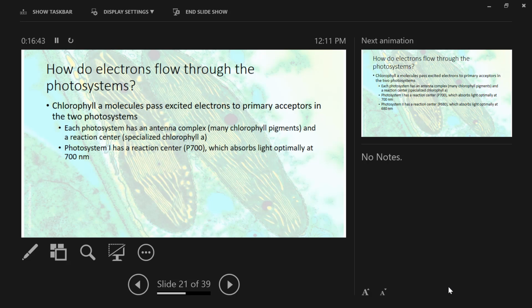Do you remember that the visible portion of the spectrum goes from 400 to about 750 nanometers? So 700, we're like, is this a wavelength of light? And it is. This is the wavelength of light that the reaction center needs to pass the electrons out to the electron acceptor. P700. And what color is this light? Red. This is red. This is red light.